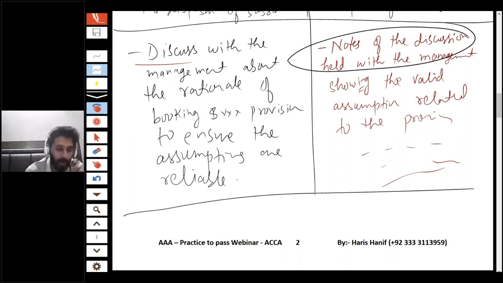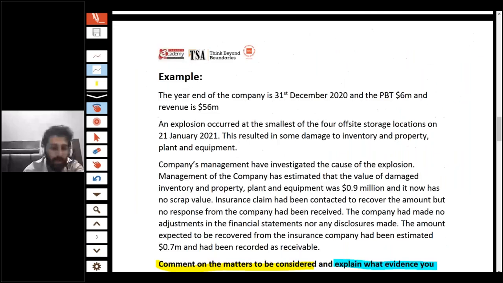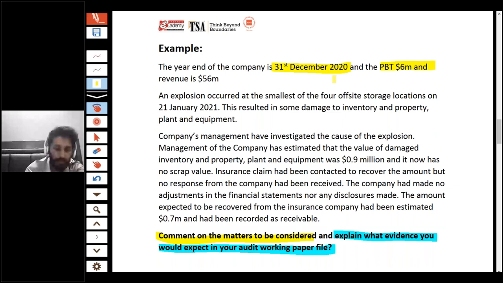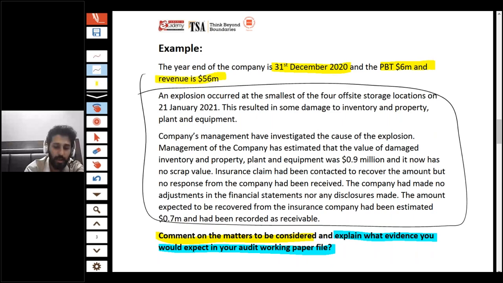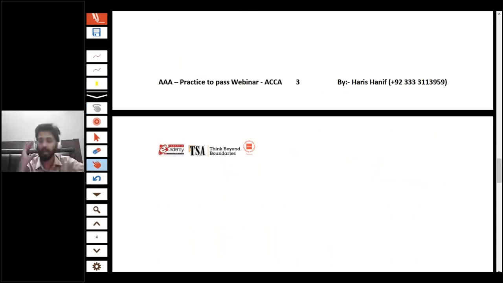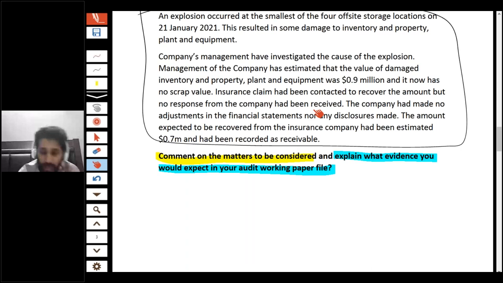So right now, let's move on to this thing. The example: the year end of the company is 31st December 2020 and PBT is 6 million and revenue is 56 million. I'm reading the requirement. Comment on the matters to be considered and explain what evidence you would expect, right? So I will have to type this answer, but first, at your own pace, please read this question and tell me which accounting standard is being applied over here.